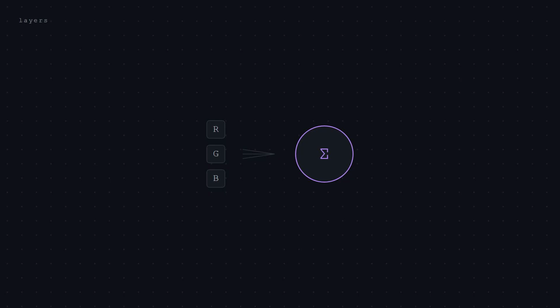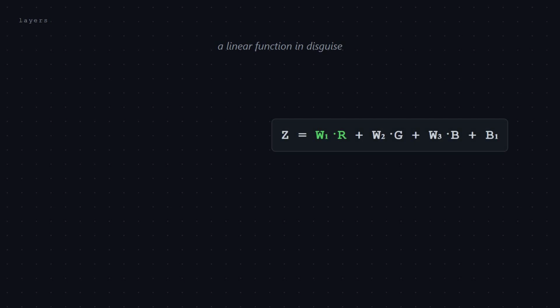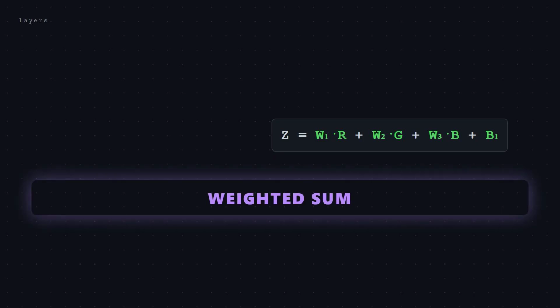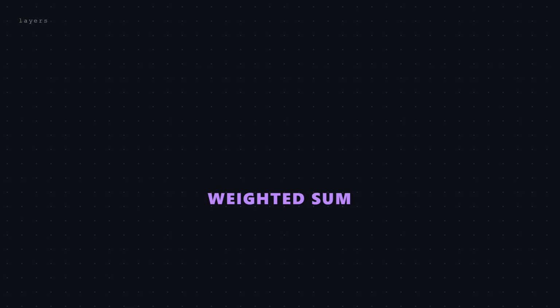What does a single node actually compute? A node is a linear function in disguise. Take the inputs, multiply each one by its weight, and add the bias. The result is a weighted sum, a single number. If we stop there, the whole network would be a stack of linear regressions. And stacking linear functions just produces another linear function. The whole 19-parameter structure would collapse into one straight plane through 3-dimensional color space.